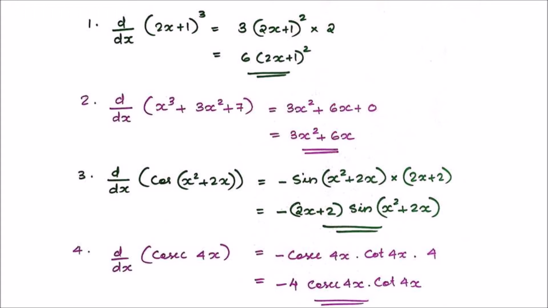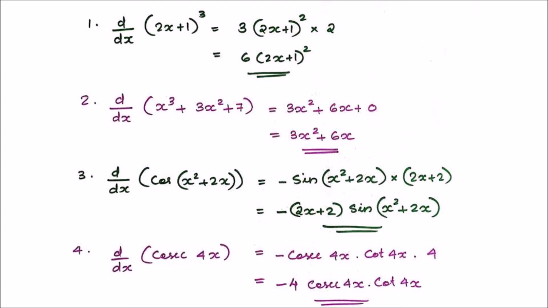Now the third question, derivative of cos(x square plus 2x). This is a trigonometric function. So if it was cos x, we can write it as minus sin x. So here it is cos(x square plus 2x). So the answer is minus sin(x square plus 2x) into derivative of x square plus 2x, that is 2x plus 2. So we can write the answer as (2x plus 2) into minus sin(x square plus 2x). On solving, we can write it as minus (2x plus 2) into sin(x square plus 2x).